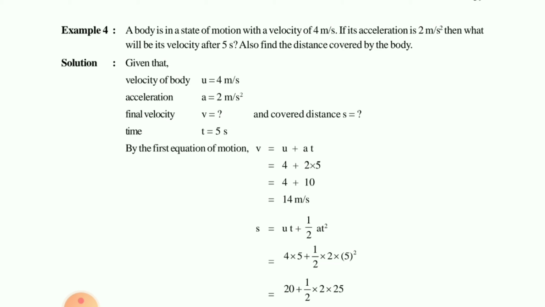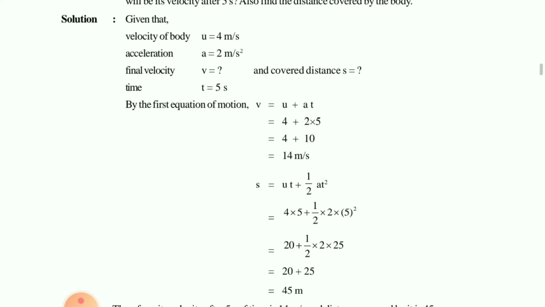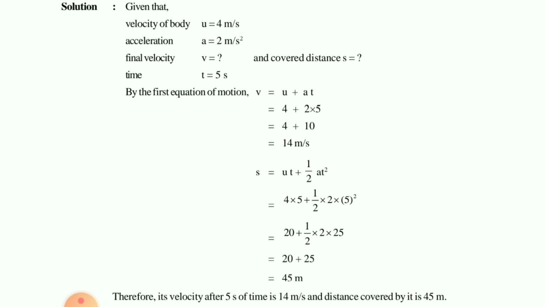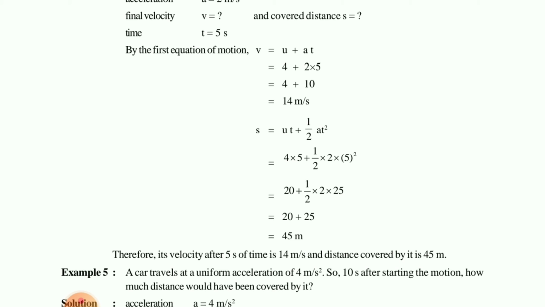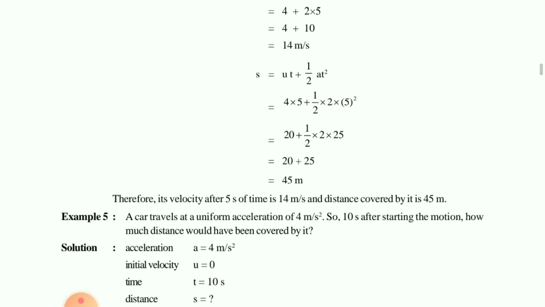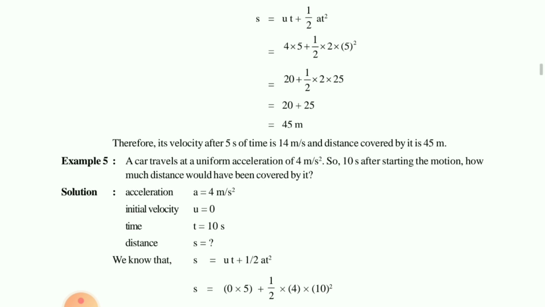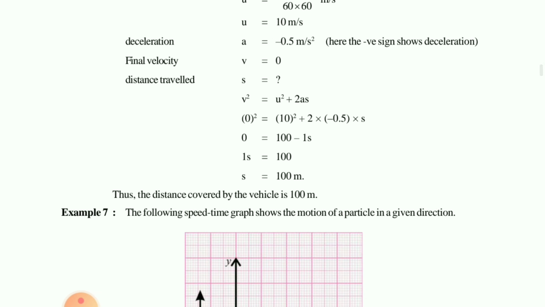A body is in a state of motion with velocity 4 meter per second. If its acceleration is 2 meter per second square, then what will be the velocity after 5 seconds? U equals 4 meter per second, A equals 2 meter per second square, V equals question mark, T equals 5 seconds. So from the first equation we will put the value and you will get the value of V. After getting the value of V, from the same equations we will calculate the value of your S, displacement. Okay children, these are the practice questions you can do.